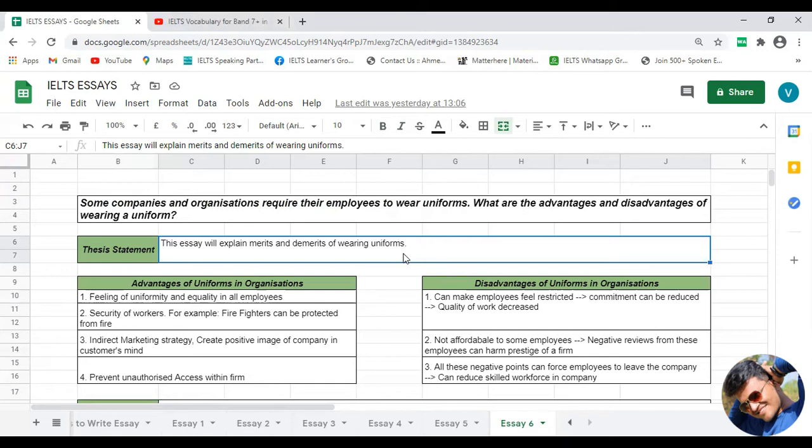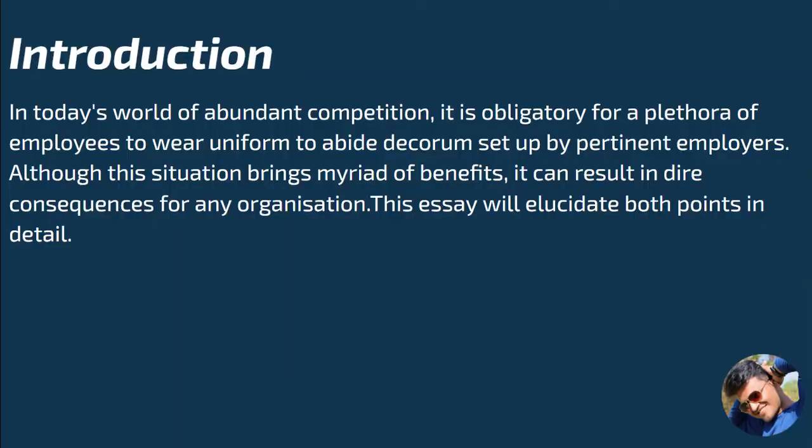By putting this statement in your introduction paragraph, you communicate to your examiner that I am going to discuss the merits of wearing a uniform in my first body paragraph, and I am going to discuss the demerits of wearing a uniform within the organization in my second body paragraph, and the last one will be your conclusion. So up to this point we have discussed finding the keyword and the thesis statement, and now let's see how we can develop our introduction paragraph by using this idea.